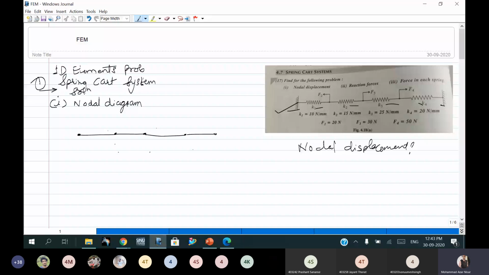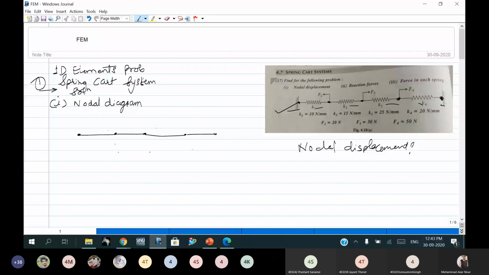As you can see, this is node number one. This is node number two, where force is acting. Then node number three, where F3 is acting. Then F4 is acting at node 4. And here, where it is fixed, is node 5. So in total, 5 nodes are there. And how many elements? 4 elements.